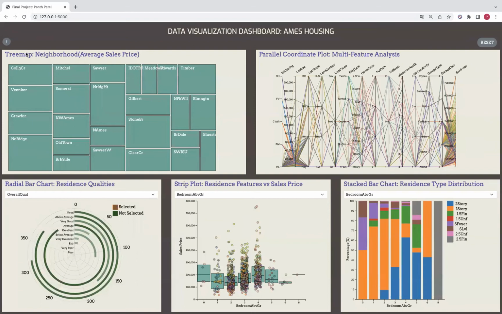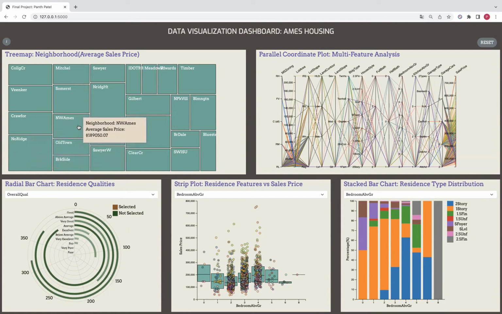And just below the button, there's this tree map, which is with respect to neighborhoods along with the average sales price. On hovering on each of the boxes, we get the neighborhood name and average sales price associated with it. The size of each box represents the average sales price, so the larger the box the neighborhood has, the higher would be its average sales price.